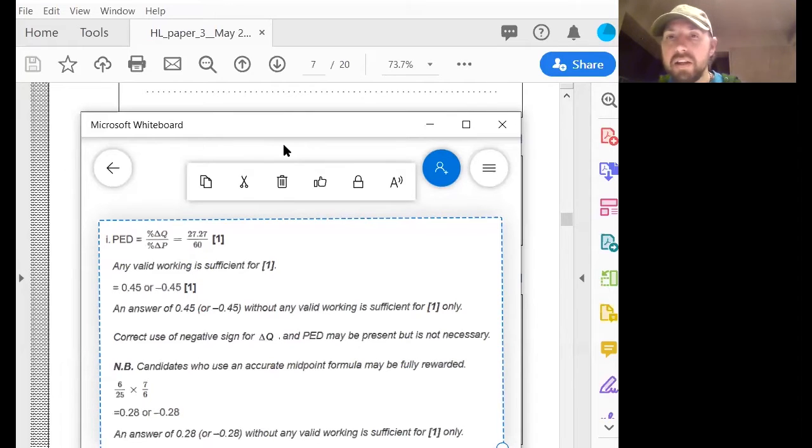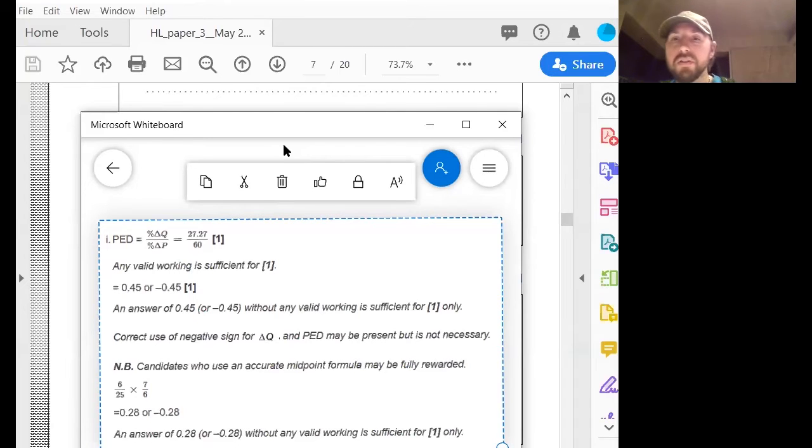So notice the PED here, it's 27.27. You do have to round it to 2 decimal places. Every time you do a calculation, 2 decimal places. It doesn't matter what the equation is or the question is. If it's possible to do 2 decimal places, calculate it to 2 decimal places every single time.